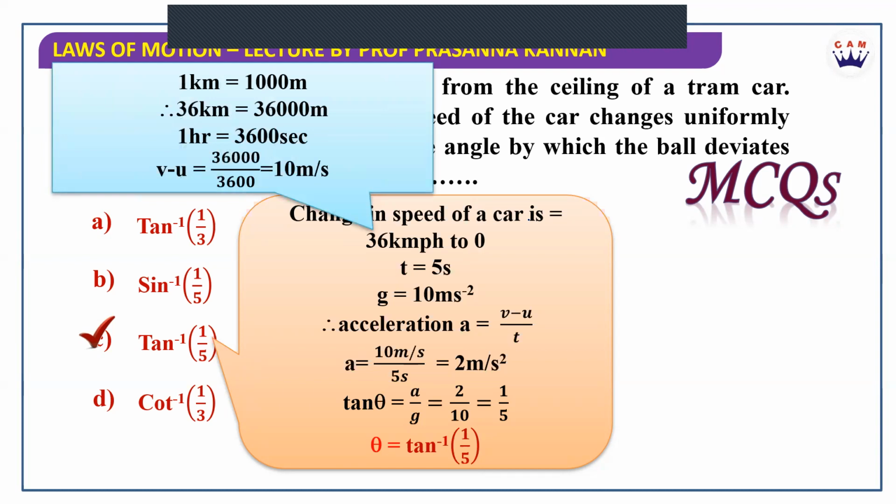Start converting your kilometer per hour to meter per second. So instead, you could also do what he was telling. Just simply multiply by 5 by 18. What is 36 into 5 by 18? 10. You can do that also.